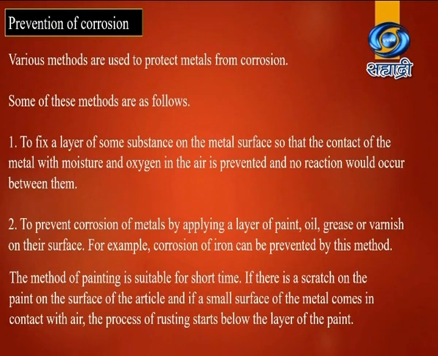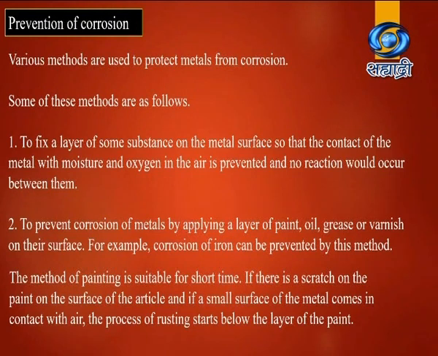Prevention of corrosion. Various methods are used to protect metals from corrosion. Some of these methods are as follows. To fix a layer of some substance on the metal surface so that the contact of the metal with the moisture and oxygen in the air is prevented and no reaction would occur between them.